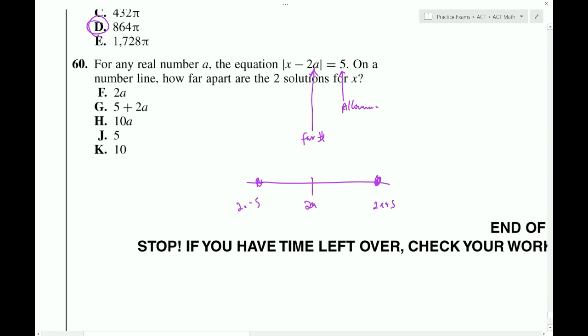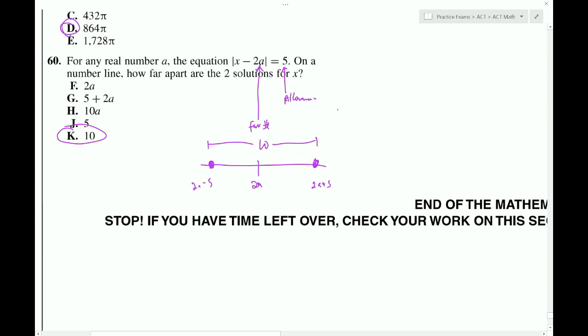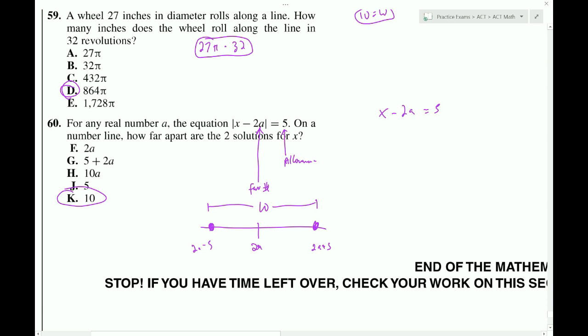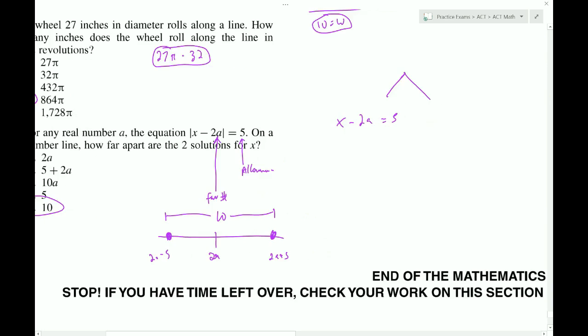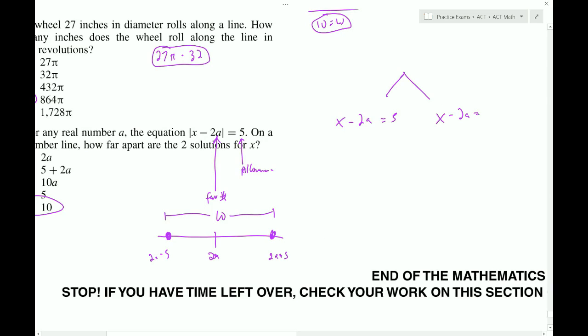And these are my points, and of course they're away from each other by 10 units because it's twice the allowance. Now, if you didn't know how to do that, I suppose you can solve each one out. So anytime you have an absolute value, you always split it into two equations, right? So the first one would be x minus 2a equals 5. The other one would be x minus 2a equals negative 5. You'd solve each one for x by adding 2a. So you get x equals 2a plus 5, and then x equals 2a minus 5.